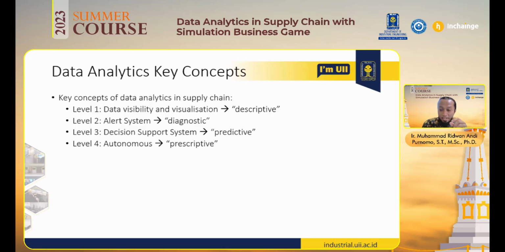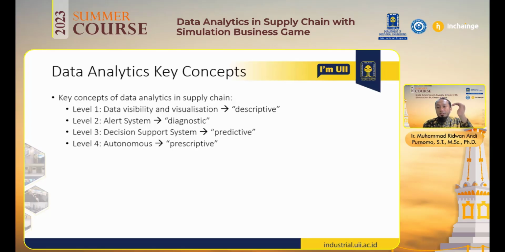So the next level is predictive. It means that the system, based on this abnormal condition and by considering other factors, can try to predict the condition in the future. Then this prediction can be used as the basis for the decision maker to make some decision to anticipate the condition in the future.